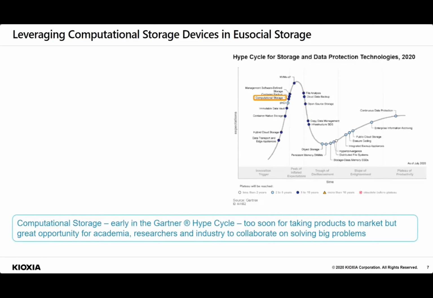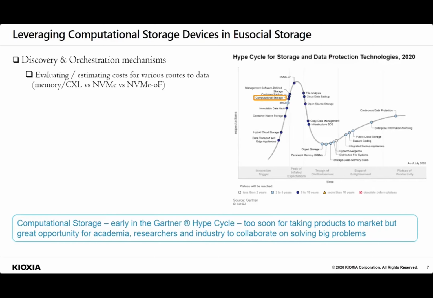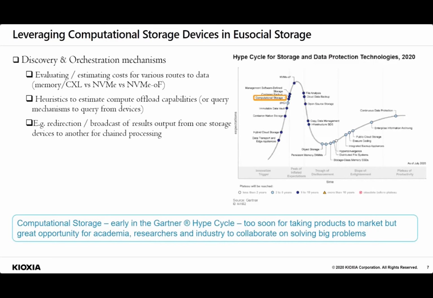The first area of research that I can suggest is discovery, or the orchestration mechanisms, where the orchestrating entity in a Eusocial storage system queries the various capabilities of devices, formulates a latency and performance view of the cluster, similar to what routers would do in a network, and then uses heuristics on this formulated table to identify best offload candidates and the chain of transformation of data.